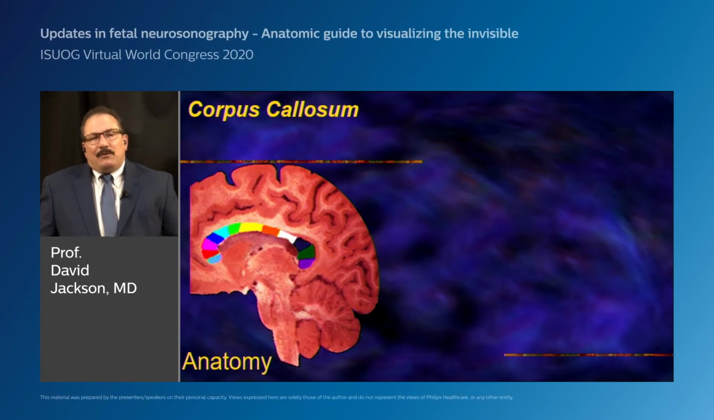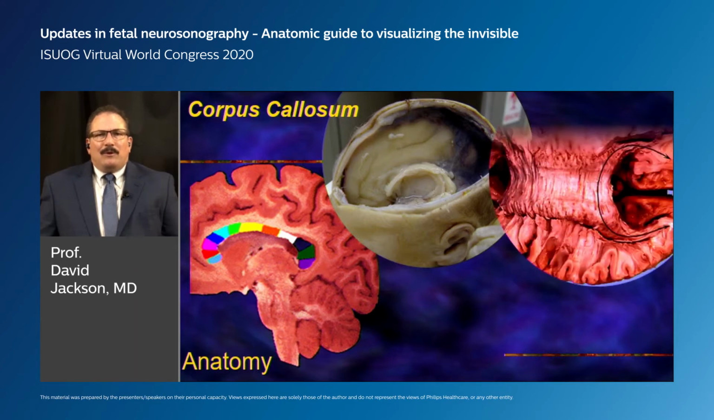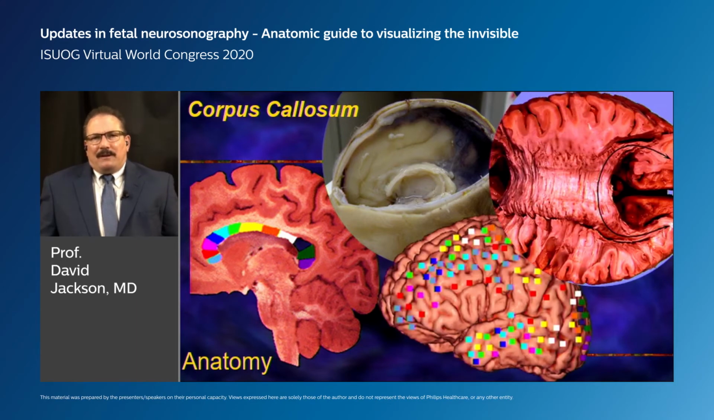Let's move on then to a very important and very common structure to identify, which is the corpus callosum. We tend to think of this simply as a C-shaped structure, but it is so much more than that. It is a very large commissure that attaches into the cortex and is responsible for so many functions and normal behavior.